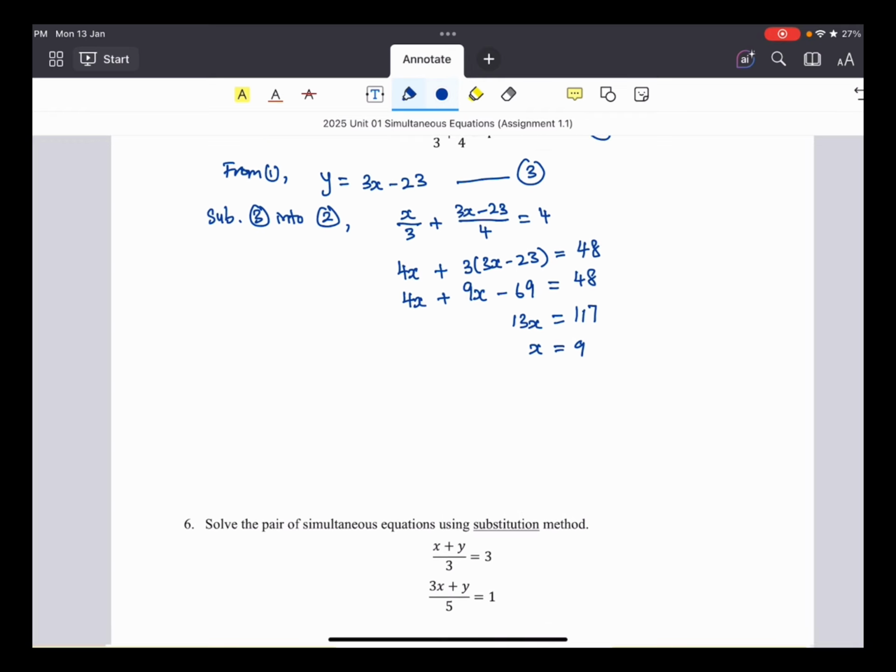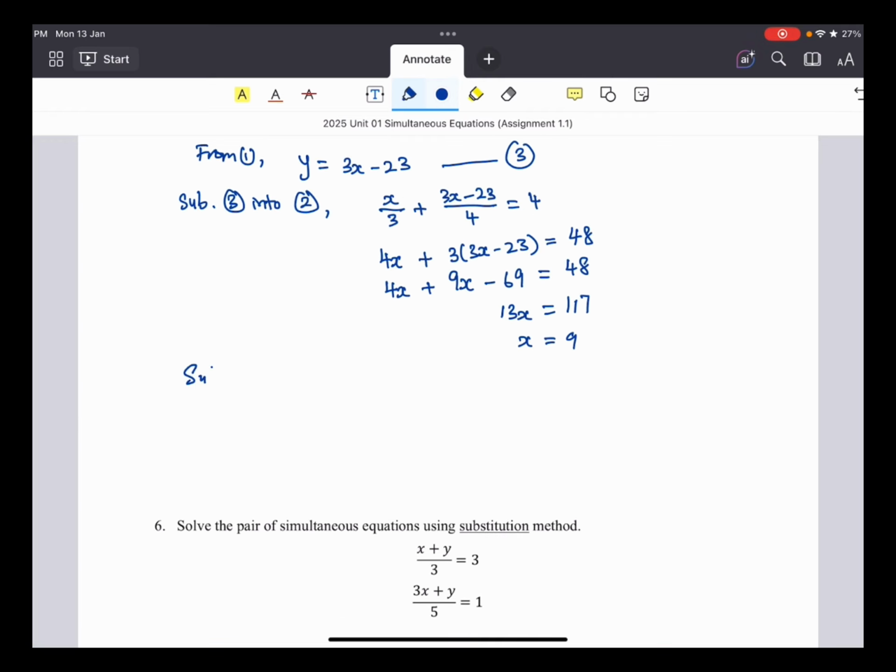Then we can substitute that. Sub x equals 9 into equation 3. We get y equals 3 times 9 minus 23, which is equal to 4. Therefore, solution, x equals 9, y equals 4.